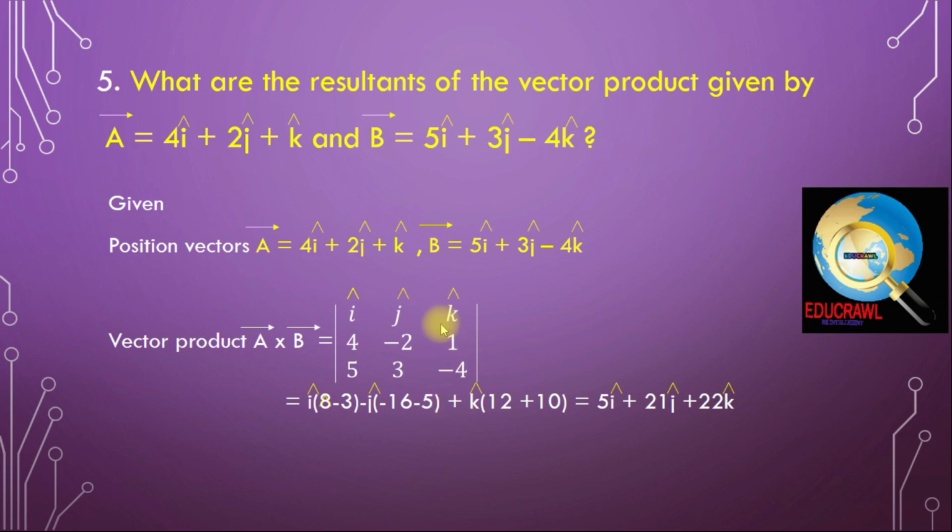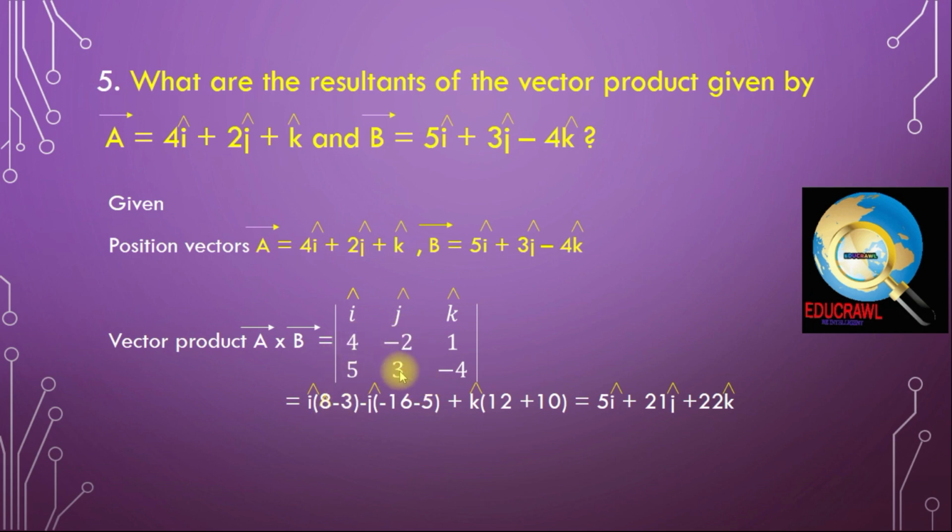Now for the third one, K cap. K cap into, here also you have to hide the row and column in which K cap is present. K cap is again present in the first row and the third column. So with your two hands, just hide the first row and the third column. So the remaining numbers, what you can see, it will be 4, minus 2, 5, 3. As usual, do the cross multiplication.